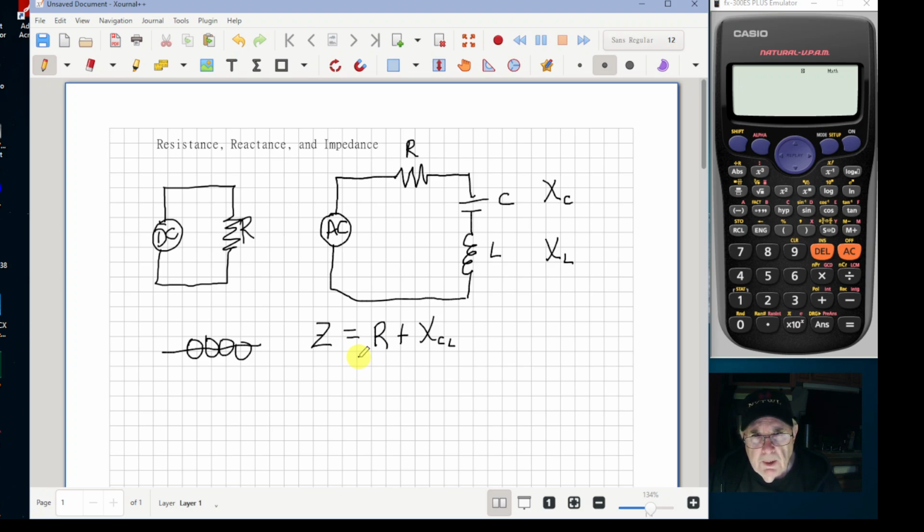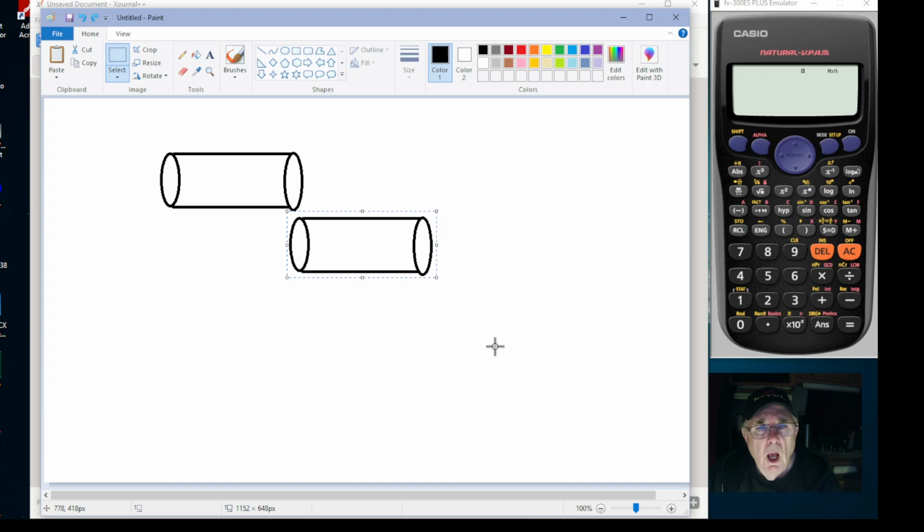And impedance becomes important. Let me do this little illustration here. I like this analogy when I'm talking about antennas and whatever. This could represent a feed line. We're talking about impedance matching.